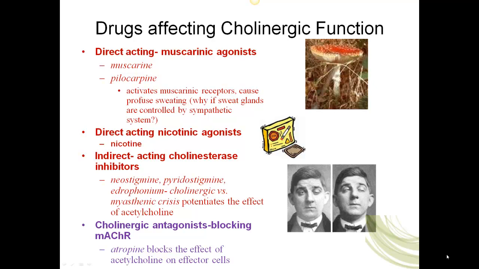We've already discussed how we can use edrophonium to determine if a patient is in a cholinergic crisis, which means they've overdosed on their acetylcholinesterase inhibitor, versus a myasthenic crisis, where that person would need their acetylcholinesterase inhibitor. So all these drugs potentiate the effect of acetylcholine. That means it lasts longer in the synaptic cleft or neuromuscular junction. Please go back to your notes and understand how we use edrophonium to discern between a cholinergic versus a myasthenic crisis.